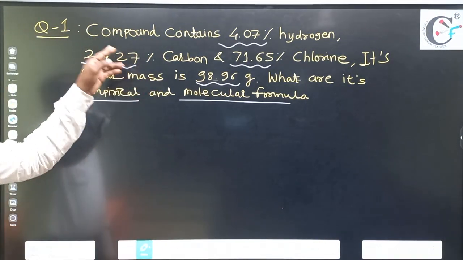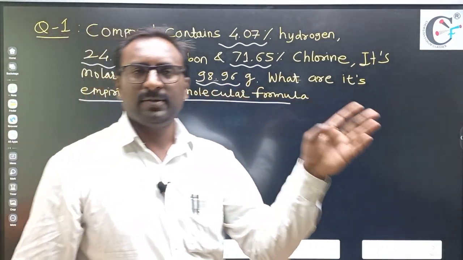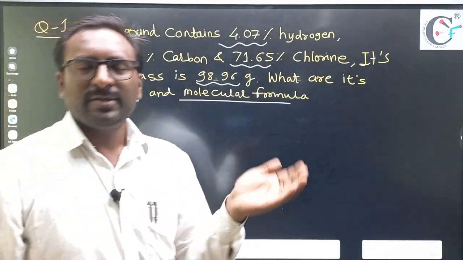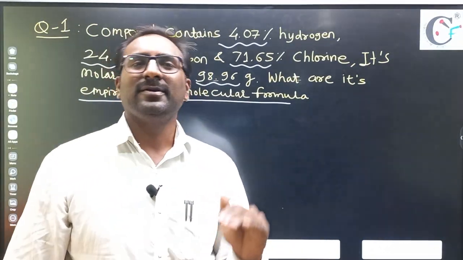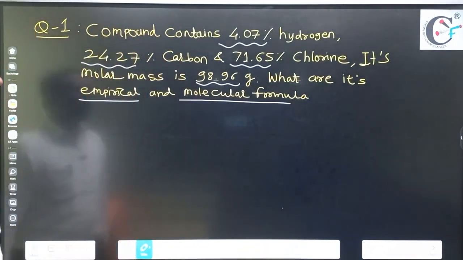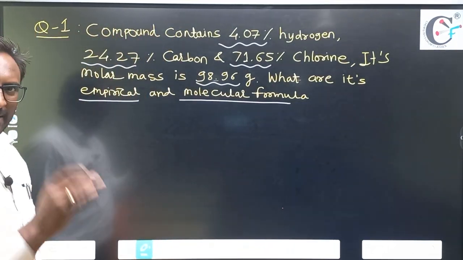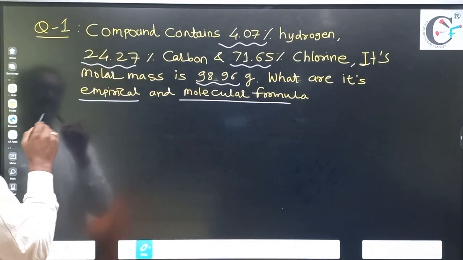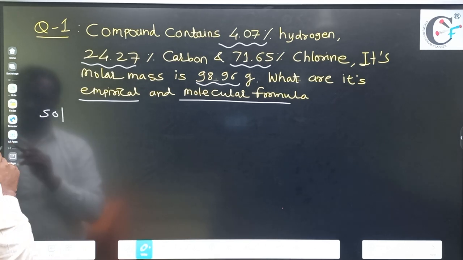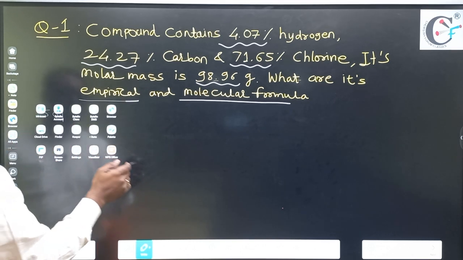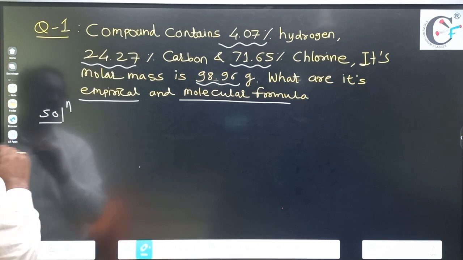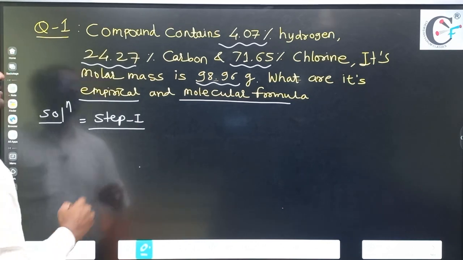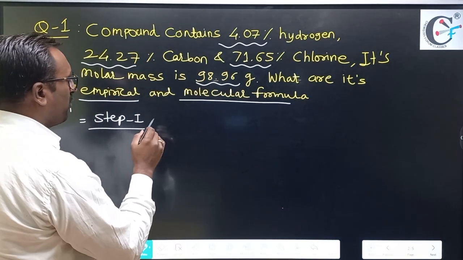First of all, we have to convert this mass percent into the empirical formula, then we have to find out the empirical formula weight, then we have to calculate the n factor. Then we will convert into the molecular formula. So there are several steps. Follow these steps and calculate the answer. First step, step 1: convert this mass percent into the gram quantity.